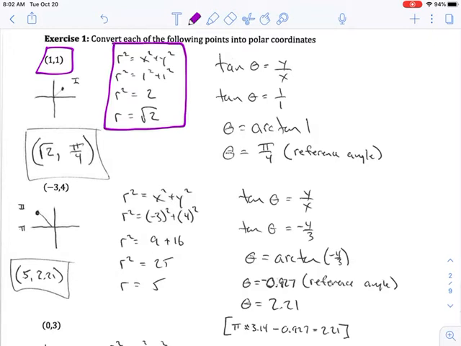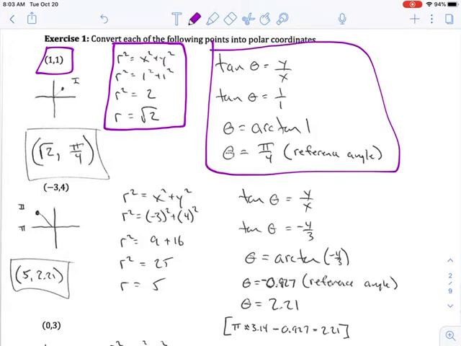We're just plugging the numbers into the formula and seeing what we get. So clearly we end up with r is equal to the square root of 2. And then over here, we have the tangent of theta is equal to y over x. So the tangent of theta is equal to 1 over 1. Theta is equal to the arctan of 1. And so we have to remember a little bit of trigonometry. And so theta is equal to pi over 4.